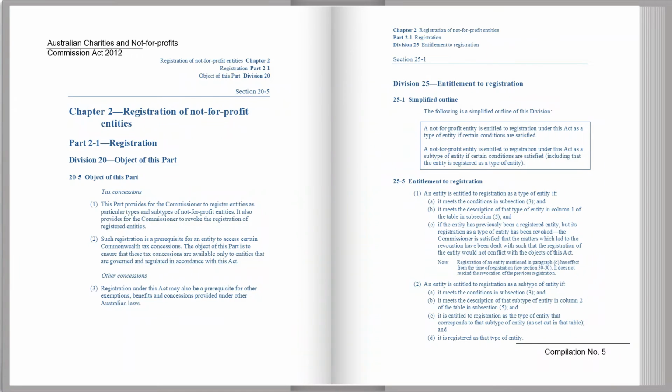2. An entity is entitled to registration as a subtype of entity if: a. it meets the conditions in subsection 3; and b. it meets the description of that subtype of entity in column 2 of the table in subsection 5; and c. it is entitled to registration as the type of entity that corresponds to that subtype of entity as set out in that table; and d. it is registered as that type of entity.